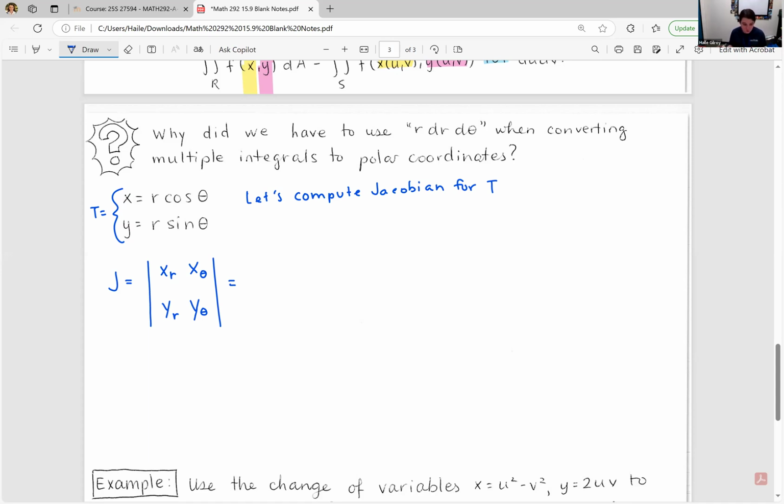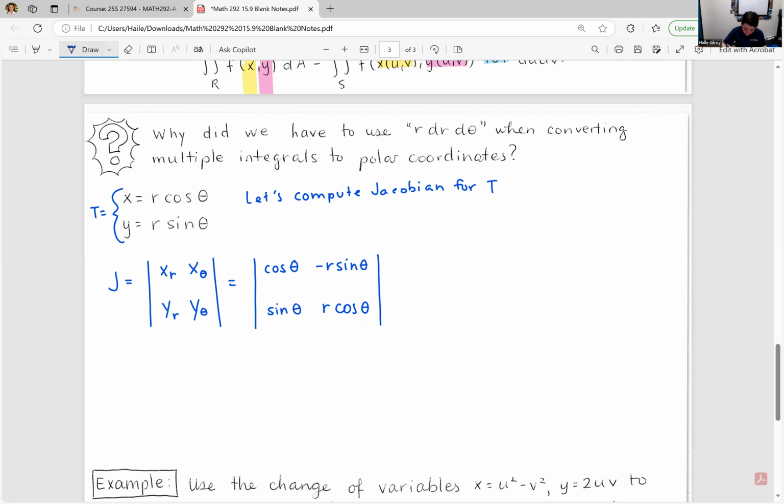So the partial of x with respect to r is going to be cosine of theta. The partial of x with respect to theta is negative r sine of theta. The partial of y with respect to r is sine of theta. And the partial of y with respect to theta is r cosine of theta. So now that I have all the partial derivatives in this Jacobian, I can calculate the determinant.